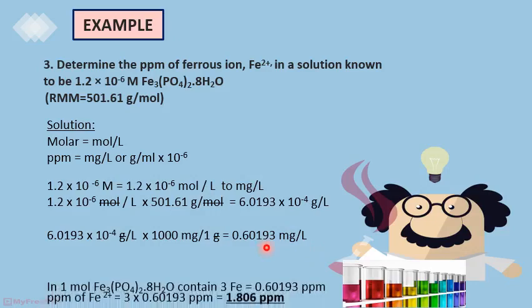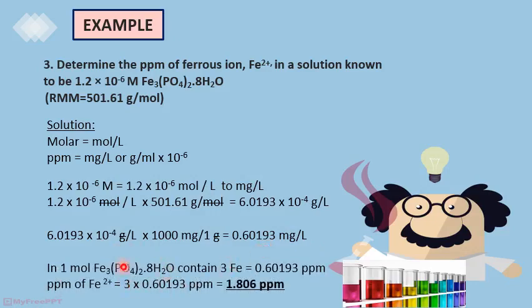So this ppm is actually for 1 mole of this molecule. From the formula, 1 mole of this molecule contains 3 ferrum. The question is to determine the ppm of ferrous ion.